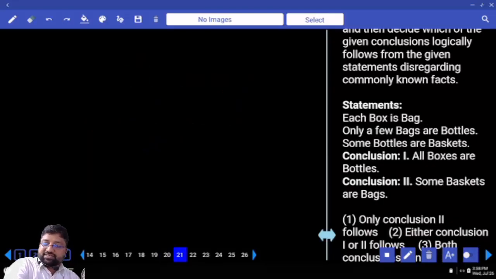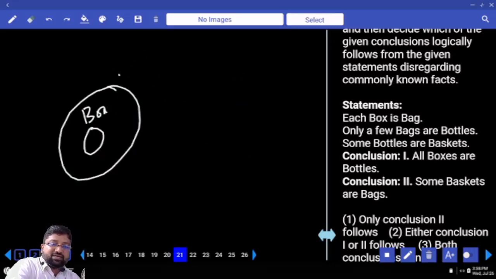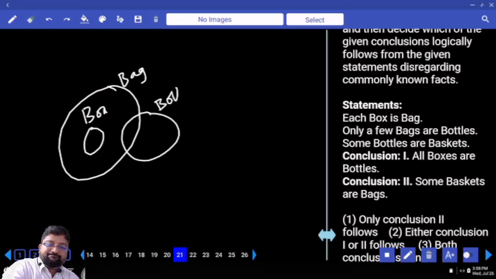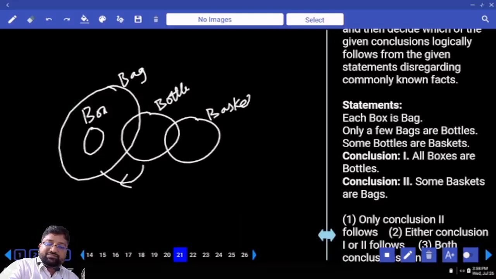Each box is bag, which is nothing but all boxes are bag. Next, only a few bags are bottles. Some bottles are baskets. First one, all boxes are bottles. No. Some baskets are bags. No. What's the answer? Neither one, nor two.